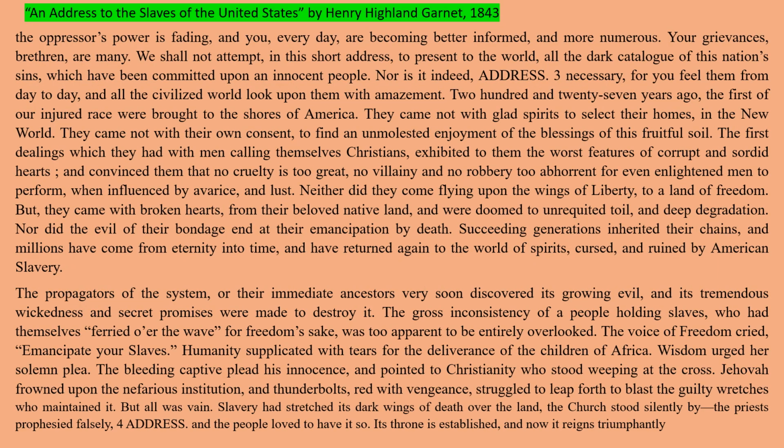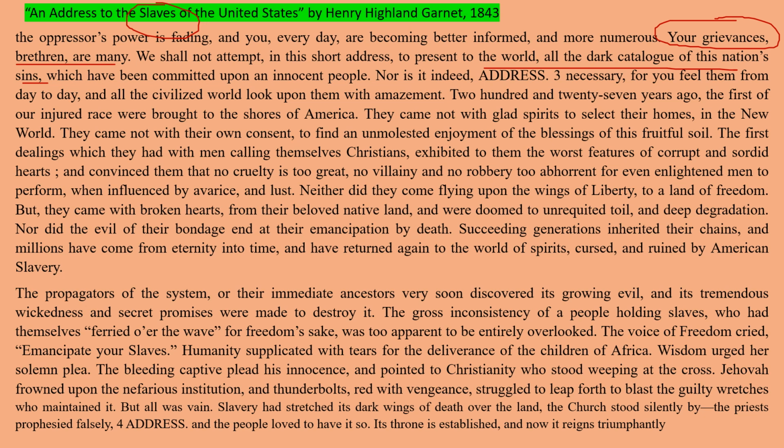As we look further into the document, we see the author using "your grievances." Remember, he is speaking to the slave population, and he's saying that your grievances are many. He's not trying to present to the world a catalog of this nation's sins. He's not trying to say this is what they're doing. Remember, his audience is this population here. They already know what this particular experience is about.